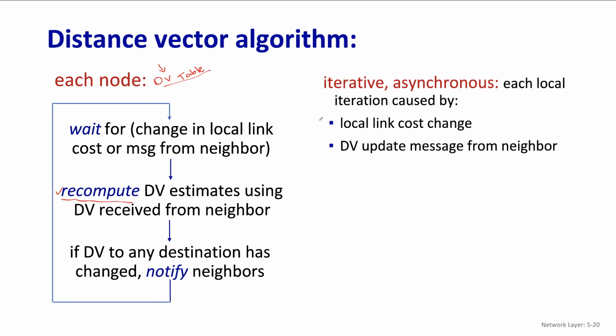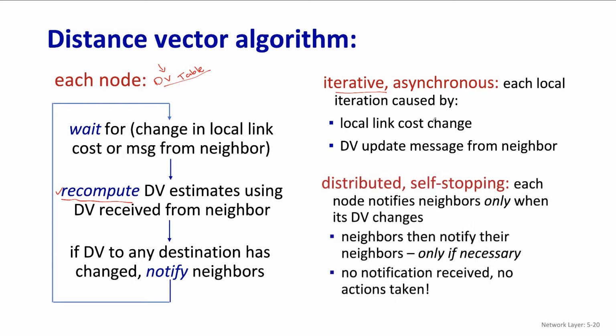As you can see, this operation is iterative and asynchronous. Each router works on its own, and there is no synchronization between the routers. Whenever one router has any updates, it broadcasts them to its neighbors. So we can say that the distance vector algorithm is distributed, because there is no central place that calculates everything. Every router calculates its own distance vector table.